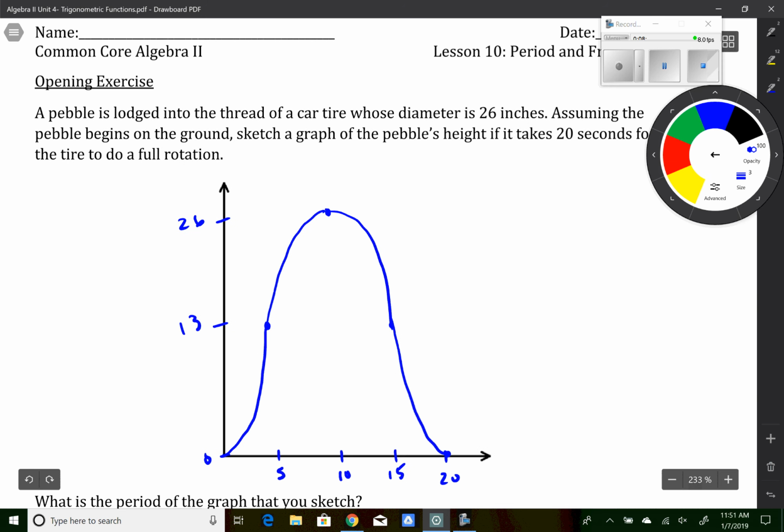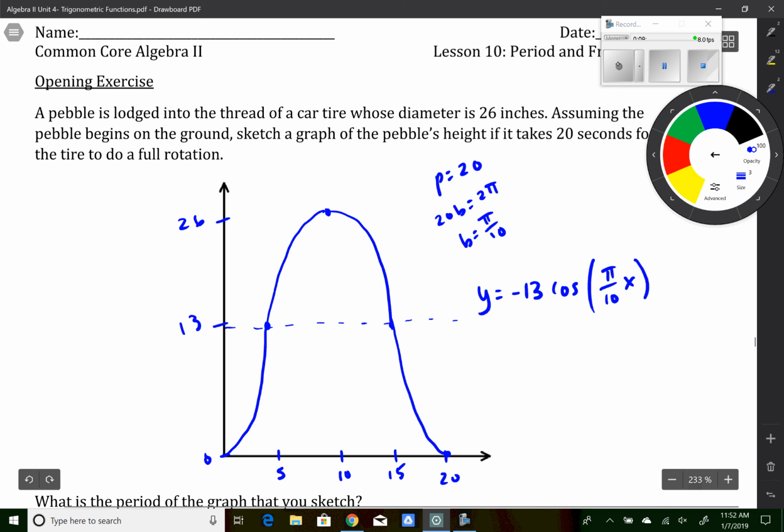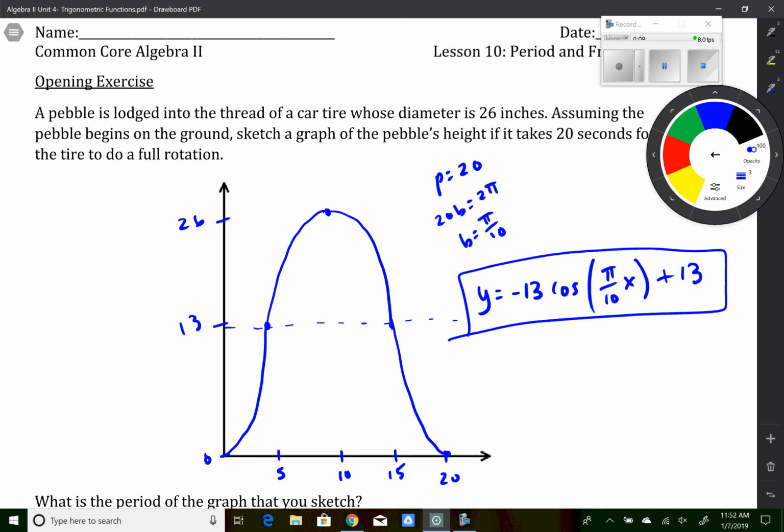So since the period is 20, to find the frequency, I would do 20B equals 2 pi, or B is equal to pi over 10. This has a midline of 13, an amplitude of 13, and it's an upside down cosine curve. So I'd say y equals -13, the negative to turn it upside down, cosine of pi over 10 x, plus 13. There's your equation for the opening exercise if you're in my period 5 class.